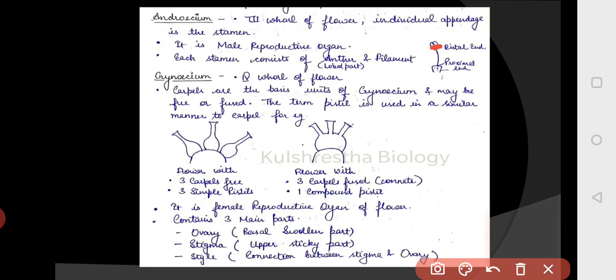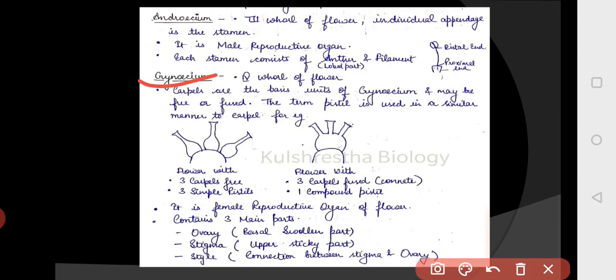Okay, are you getting my point? The proximal end is that part by which the filament attaches to the thalamus, and the distal end is that part of the filament by which it attaches to the anther. This is about androecium. Now next is about gynoecium.